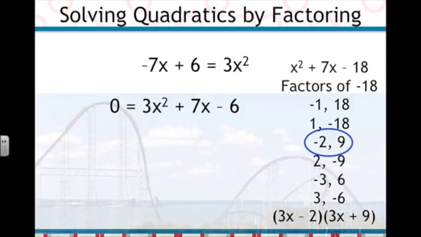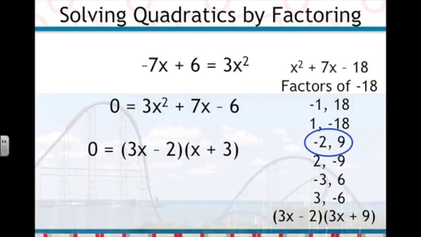But don't forget we're not done factoring yet. In order to complete the process, in this case, we do need to reduce whichever factor has a common factor. So notice that in the second set of parentheses, 3 and 9 are both divisible by 3. So we're going to eliminate that 3 to get our final factorization for the equation: 0 equals 3x minus 2 times x plus 3. 3x divided by 3 was the x, and the plus 9 divided by 3 gave us the plus 3.